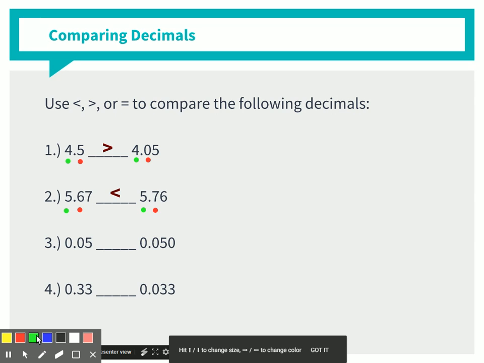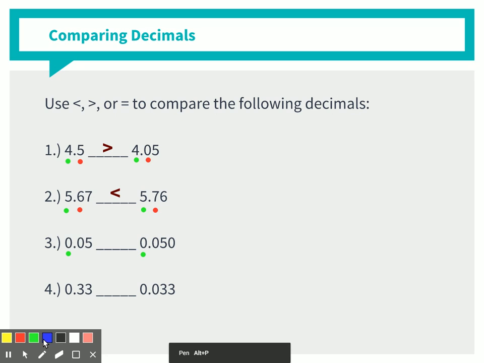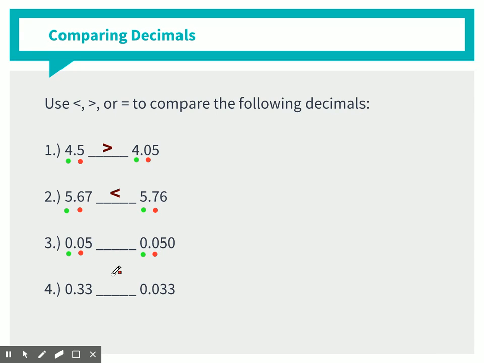All right, now let's look at the next problem. The number in the ones place, they're both a 0, so that does not help us classify or compare these yet. The next numbers are in the tenths place, and they're both zeros as well. So again, so far they're equal.